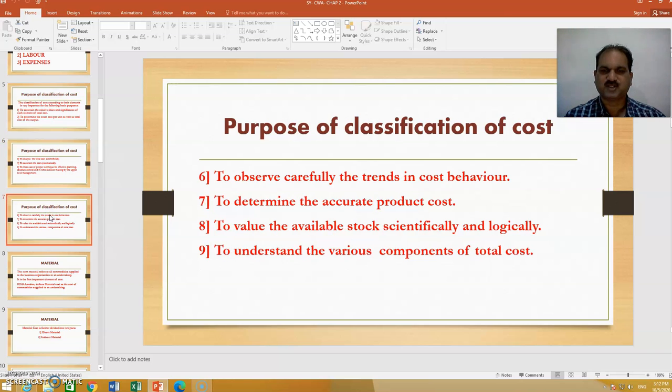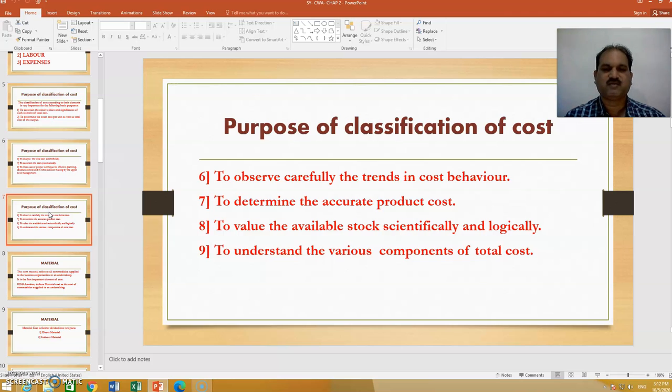The sixth purpose is to observe carefully the trends in cost behavior. Now the trends in cost behavior, whether the cost increases or decreases for the same product. Seventh one is to determine the accurate product cost, that is the total cost. Next, to value the available stock scientifically and logically.